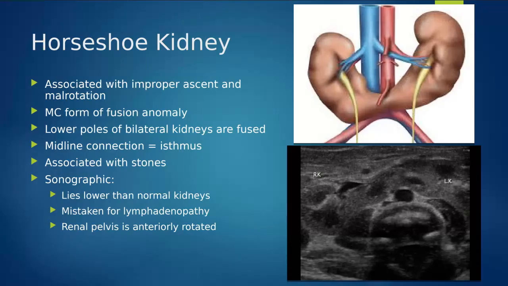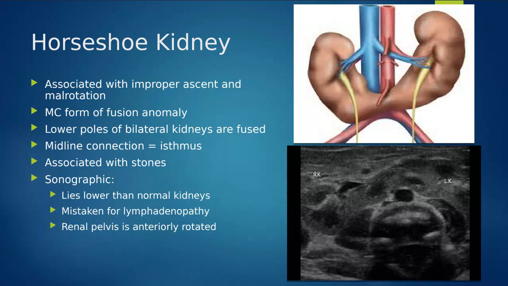Next, we have horseshoe kidney. So I have only seen a horseshoe kidney once, and it's a very, very interesting type of variant to scan. And it is exactly what it says in the name, right? It has the shape of a horseshoe. So this is going to be associated with improper ascent of those kidneys and malrotation.